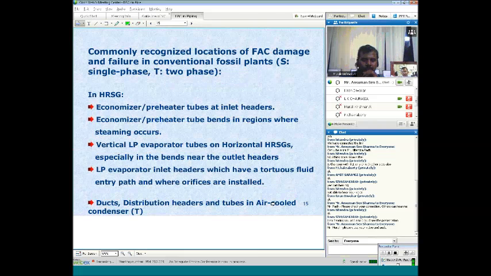And of course, in an air-cooled condenser, in the inlet duct, the distribution headers, and the tubes, it is nowadays found, and there is quite a lot of research going on by EPRI, that most of the ACCs, that is air-cooled condensers, are getting affected by flow accelerated corrosion. In this case, it is primarily two-phase corrosion. This is water and steam combined.